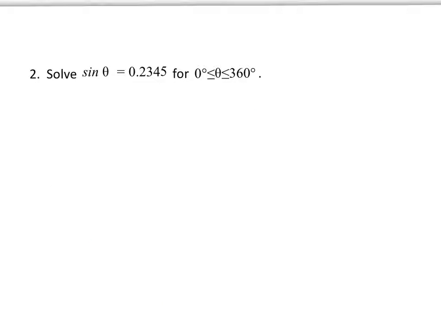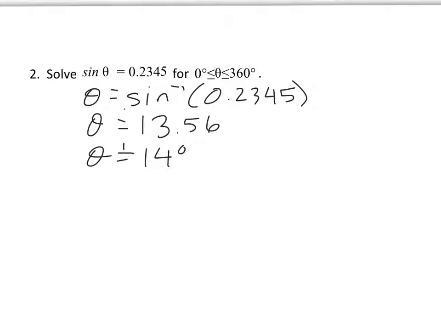So now we're looking for when is sine of theta equal to 0.2345 between 0 and 360 degrees. I hope that you're looking at that saying, wait a minute, I don't remember a unit circle that had 0.2345. So what we're going to do instead is say, what is the inverse sine of 0.2345? Because we can still do that on our calculators. When you pop that into your calculator, you're going to get that theta is equal to approximately 13.56, or approximately 14 degrees.